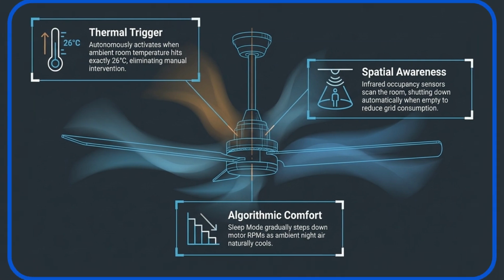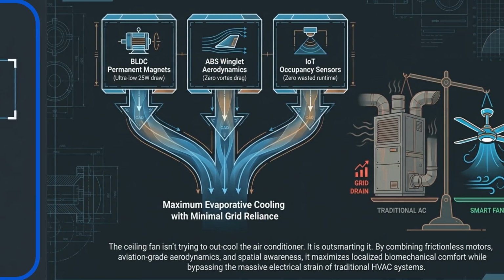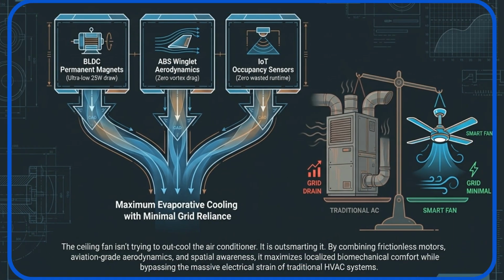Modern fans feature advanced automation for algorithmic comfort. This includes thermal triggers, spatial awareness via occupancy sensors, and sleep modes that adjust motor speeds as the night air cools. The smart fan is outsmarting the air conditioner.